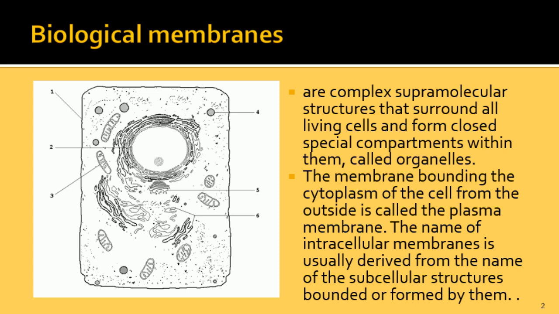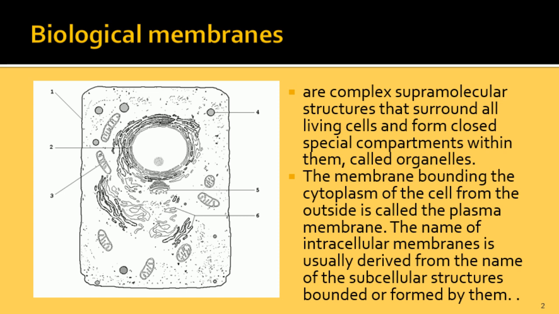Learn the definition. Biological membranes are complex supramolecular structures that surround all living cells and form closed special compartments within them, called organelles. The main types of biological membranes are shown in the figure. The membrane surrounding the cytoplasm of the cell from the outside is called cytoplasmic or plasma membrane. It is indicated in the figure by the number 1.